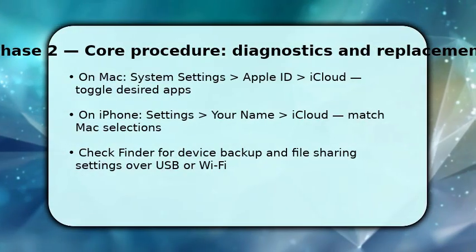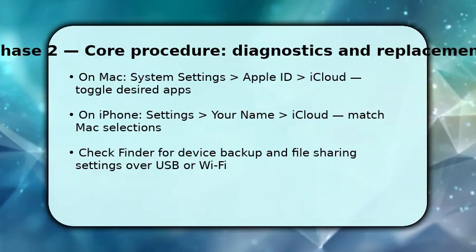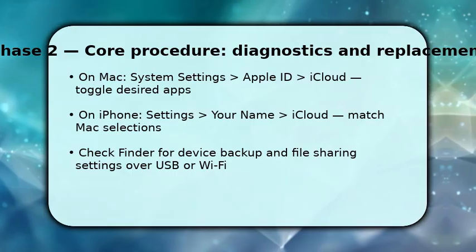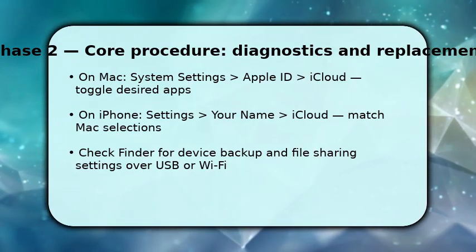Now you configure exactly what moves between devices. On the Mac, go to System Settings, Apple ID, iCloud and toggle Photos, Contacts, Calendars, and other apps. On the iPhone, mirror those choices under Settings and your name.